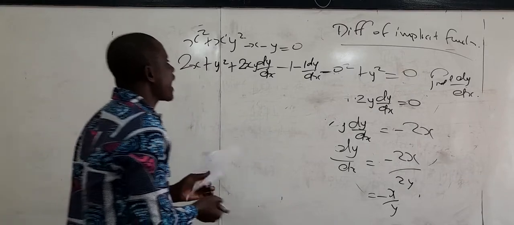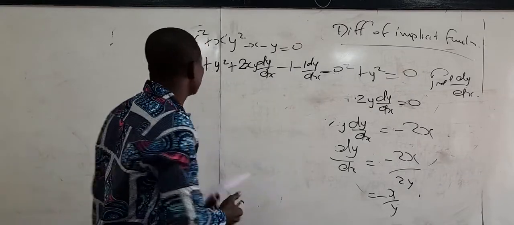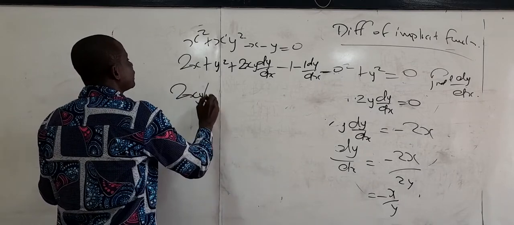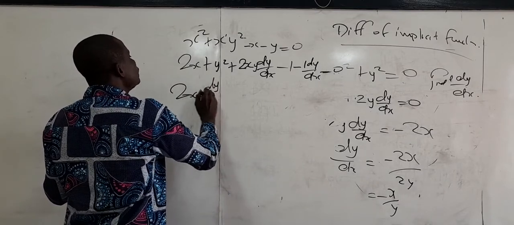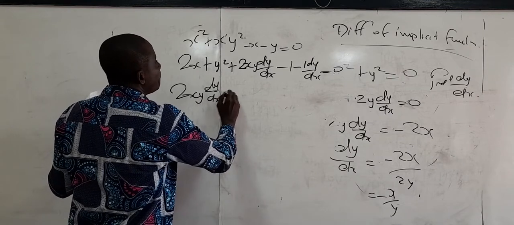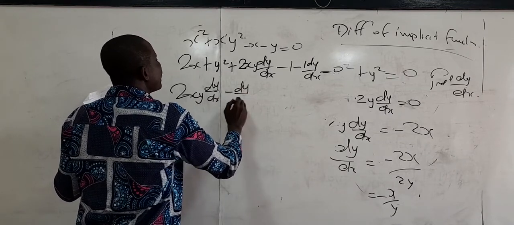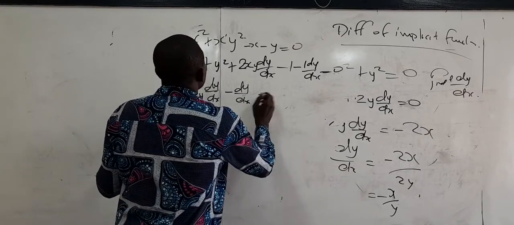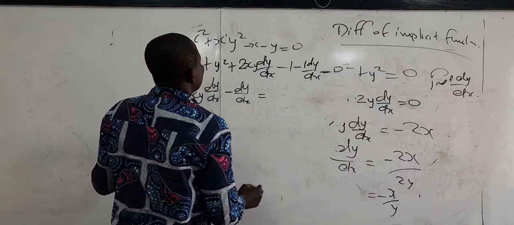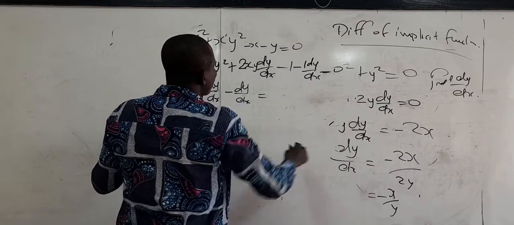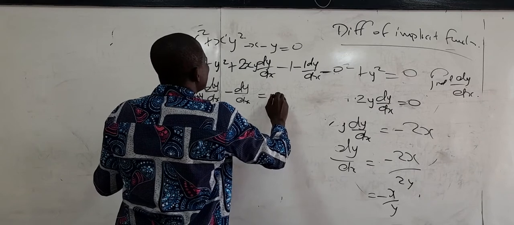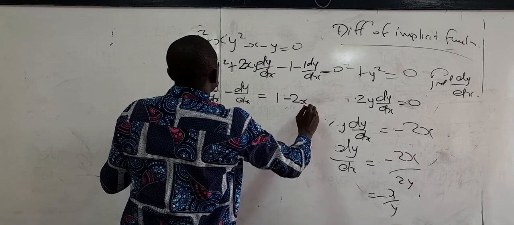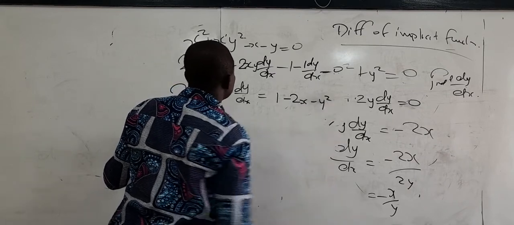Anytime we are differentiating y, you have to attach dy dx to it. So now look at the dy dx. I have what? 2xy dy dx minus 1, that is dy dx. Okay? How many dy dx do we have? There are 2. Okay? It's equal to positive 1, got this one across. So it will be what? 1 minus 2x, okay, minus y squared.